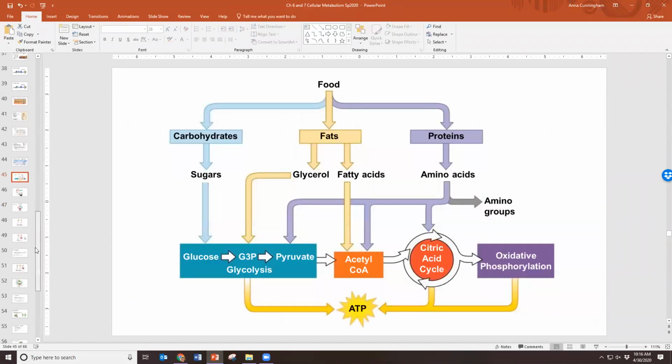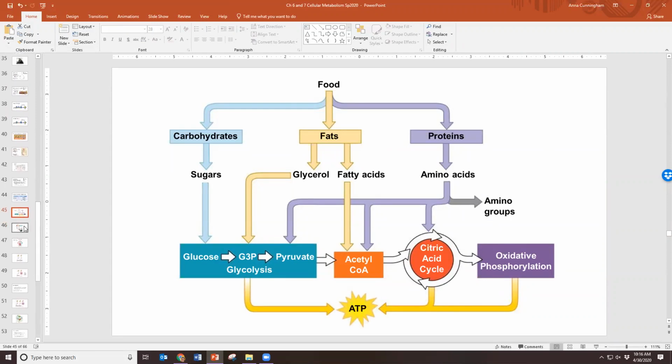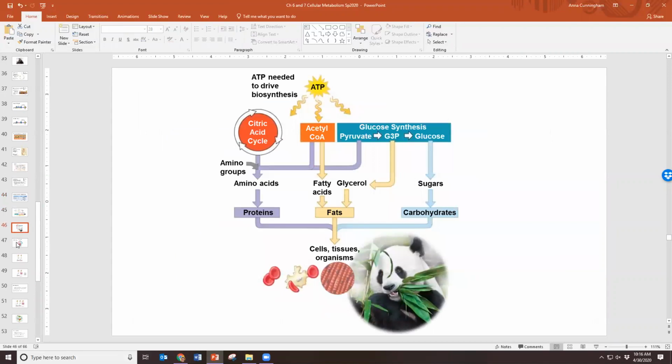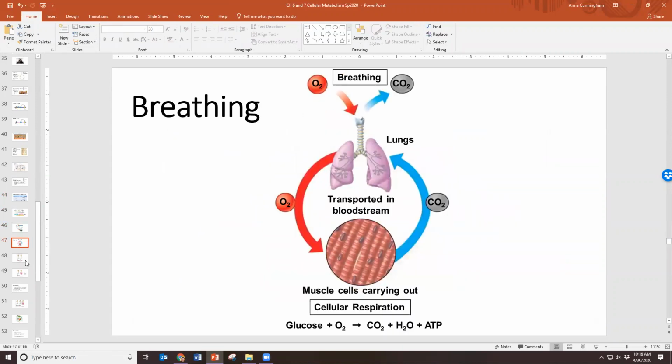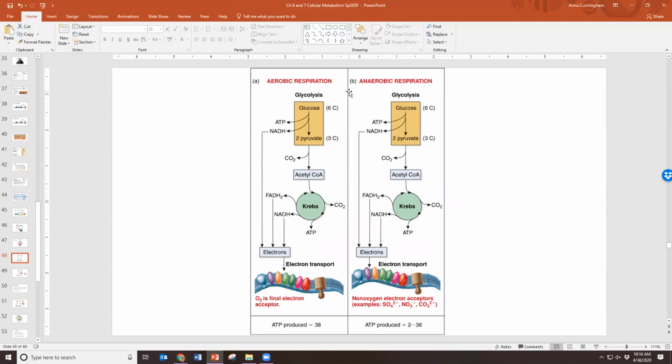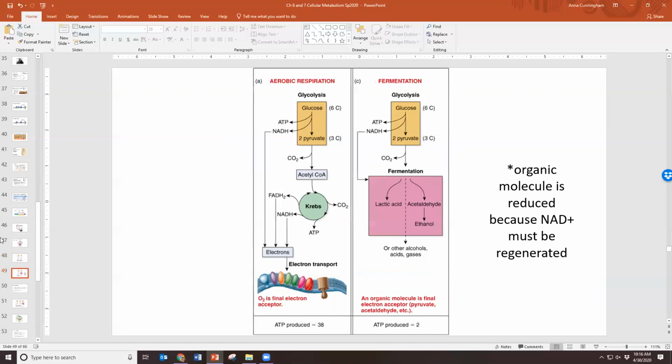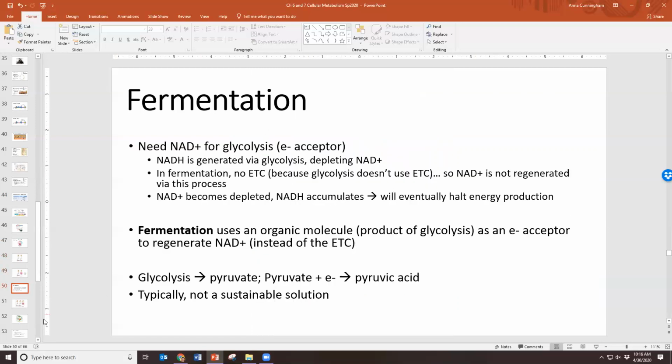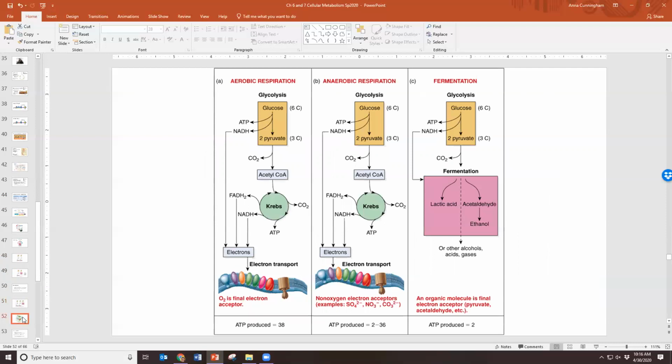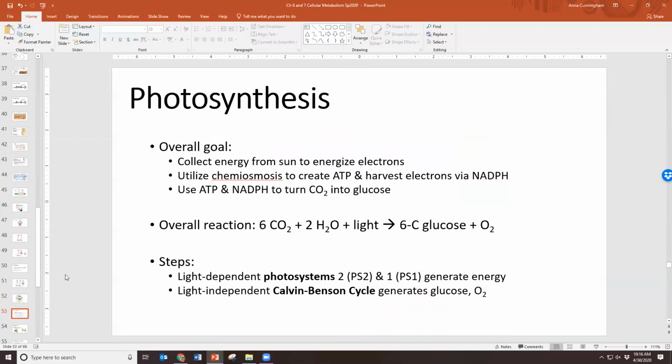Those supplemental lectures will also go through the rest of this. They will go through how other macromolecules can enter cellular respiration, and how this relates to breathing. A really good question earlier was, can other molecules other than oxygen serve as final electron acceptors? Absolutely they can, and it goes into that. It talks a little bit about fermentation and why fermentation takes place, and compares the three. And then of course there is a whole separate lecture that goes through photosynthesis.